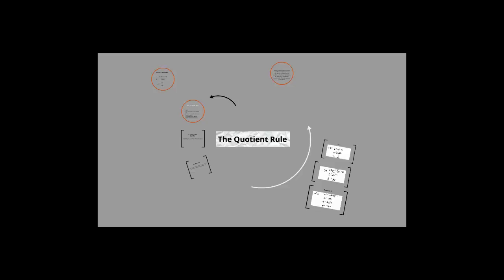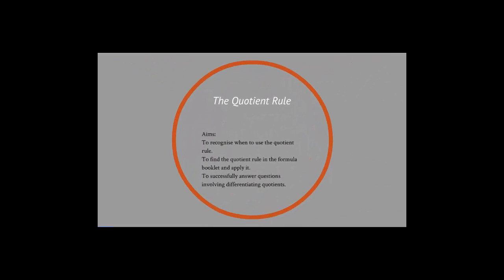This is the last of our differentiation rules, the quotient rule. We'll look at recognising when we use the quotient rule, when we've got a quotient with a function of x over a function of x, and we'll learn how to find the quotient rule in the formula booklet or to remember it and then apply it in answering some questions involving differentiating quotients.